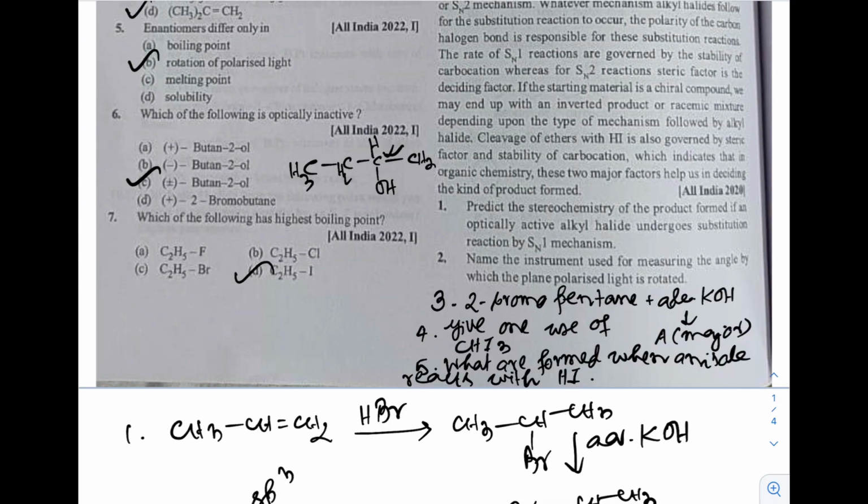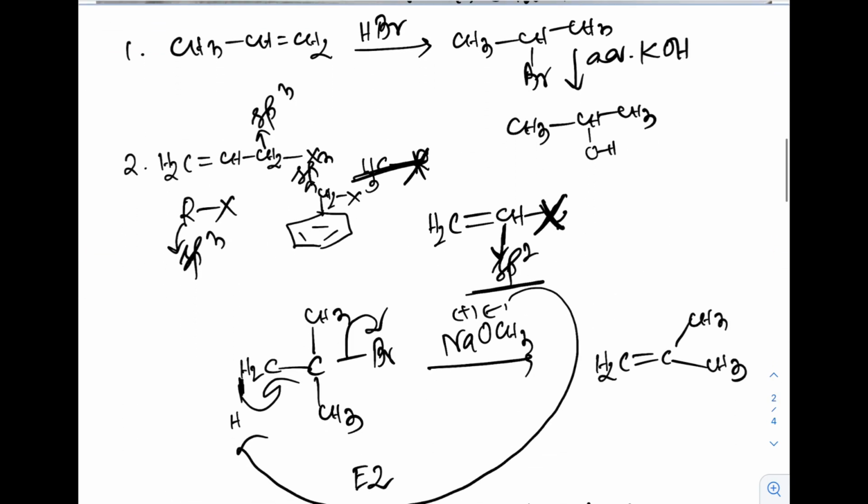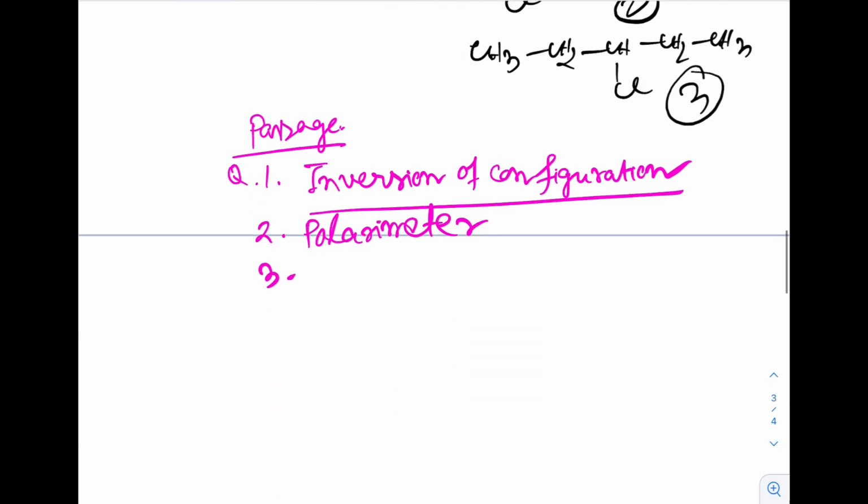Question 3. 2-bromopentane plus alcoholic KOH is forming major product A. What will be the major product? 2-bromopentane, this one.